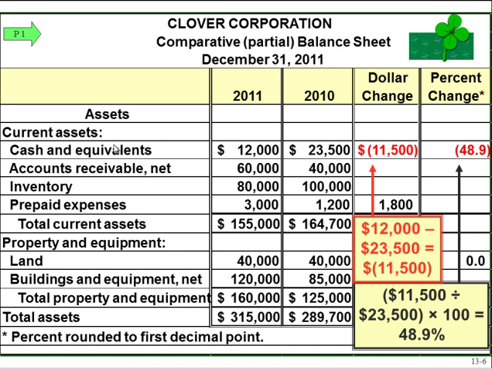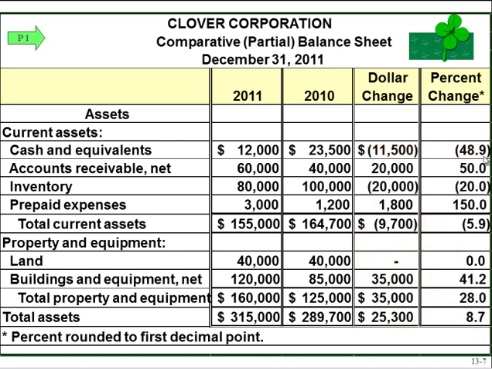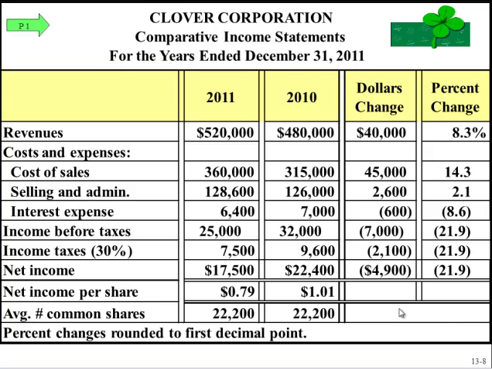Here's an example. With cash and equivalents, notice we have 2010 and 2011. We take the $23,500 minus the $12,000 for the next year's cash. We get a decrease of $11,500, which if you take that decrease divided by $23,500, the base period amount, you find you have 48.9% decrease. You can do that for every single line item on that statement. You can do the exact same thing for the income statement. Current minus prior, and then take your dollar change divided by the prior.